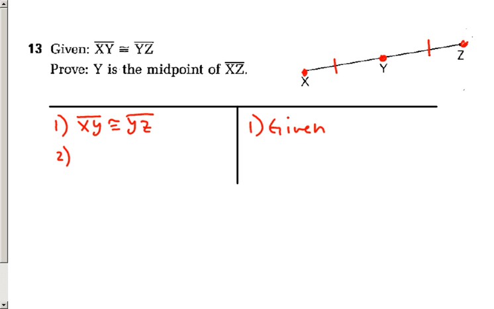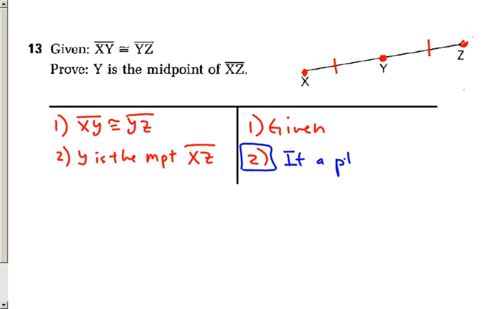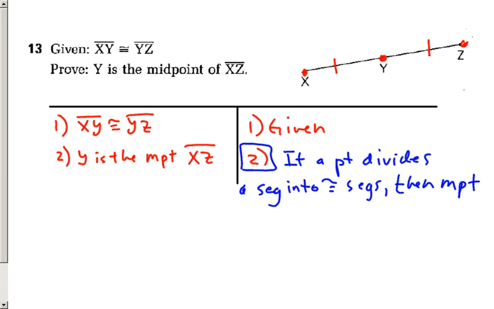So I know that Y is the midpoint of XZ, and the reason this is true is really the only thing you need to figure out here. So why is Y the midpoint of XZ, given that XY and YZ are congruent? You want to say, if a point divides a segment into congruent segments, then it's a midpoint. And that's really all that you got here, because if Y divides XZ into two congruent segments, XY and YZ, then that point Y is a midpoint, and that's the answer to 13.